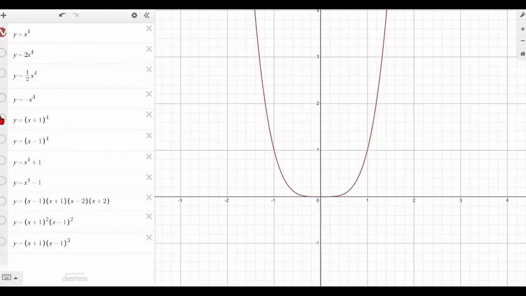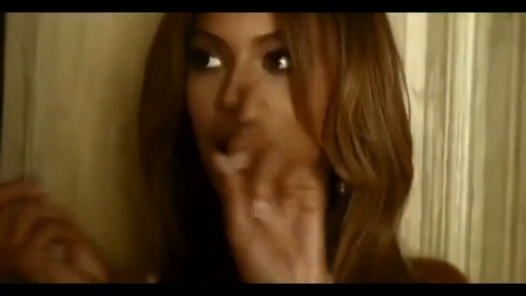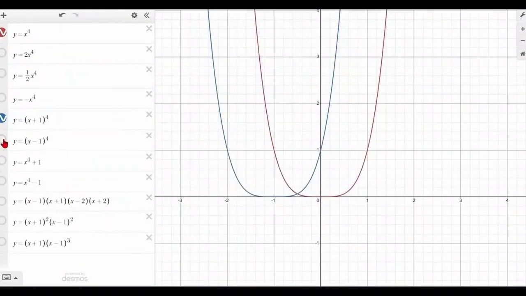Moving on to our horizontal translations. Just like in every other graph we've looked at in our Gallery of Graphs series, when we have a positive h value, the graph is going to move in the negative direction for x, which is to the left. And then when we have a negative h value, it moves to the right.